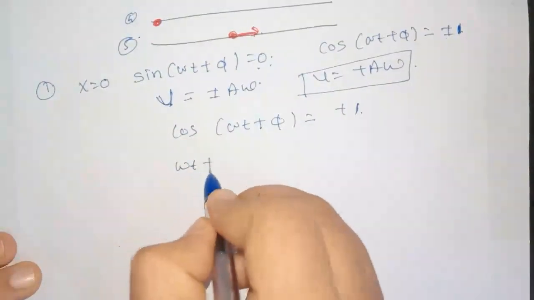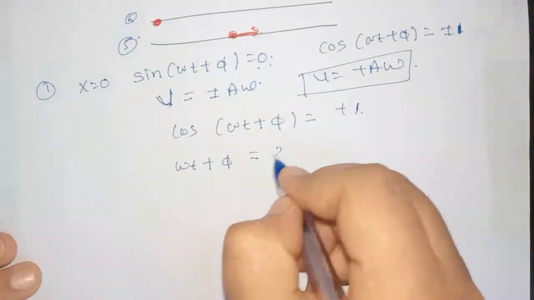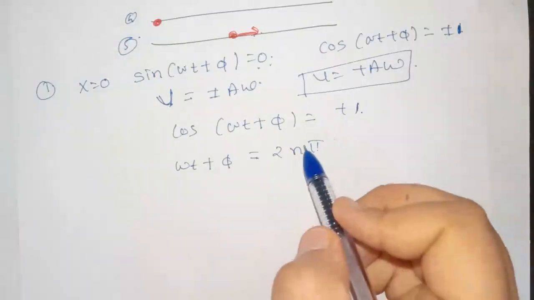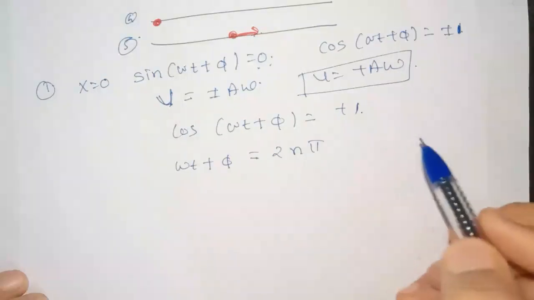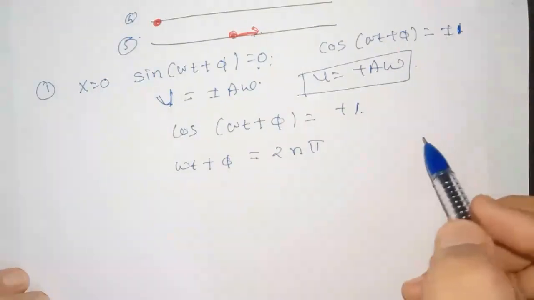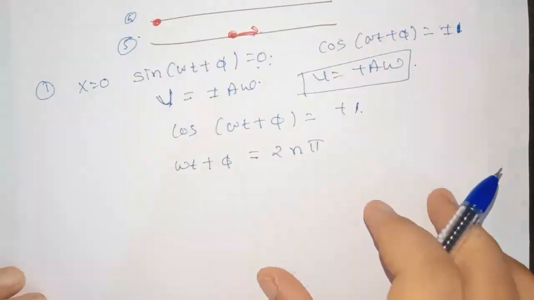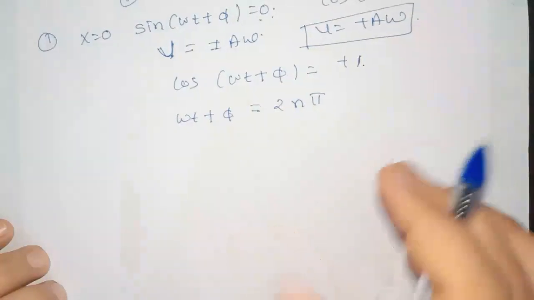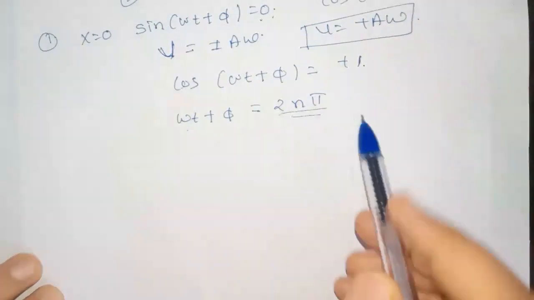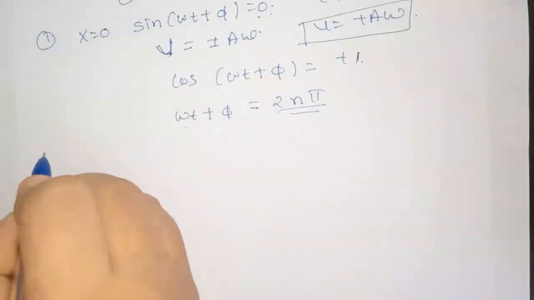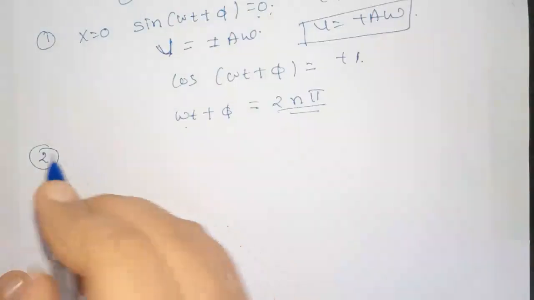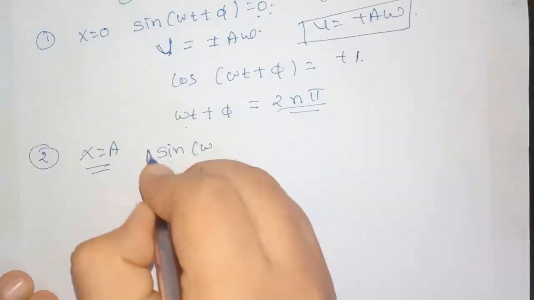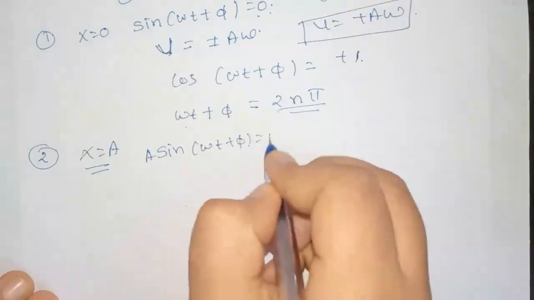So omega t plus phi will be equal to 2n pi, where n is the integer number. The value of cos is 1 on 2 pi, 4 pi, 6 pi, 8 pi and 2n pi value. So from this, the angular position is 2n pi in the first case. In the second case, x is equals to a. So sine of omega t plus phi is equals to a.